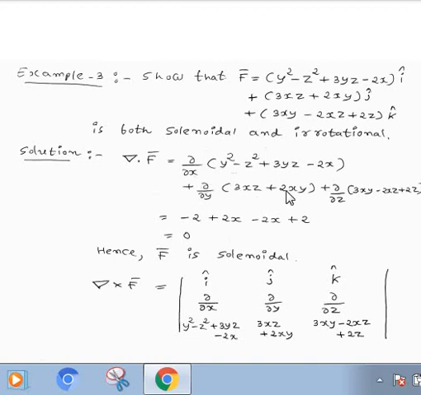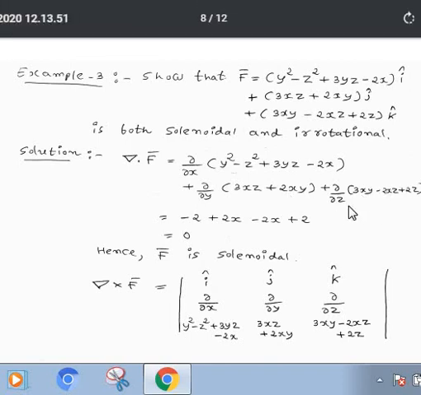Now the partial derivative of this function with respect to y, the result is 2x. Now the partial derivative of this function with respect to z, the result is minus 2x plus 2. 2x will cancel out, minus 2 plus 2 will cancel out, the result is 0. Hence we can say that the given vector field is solenoidal.